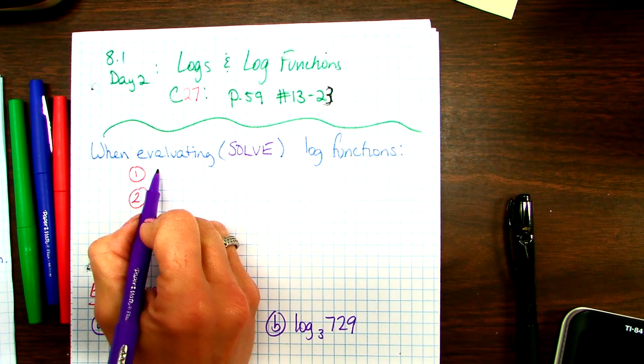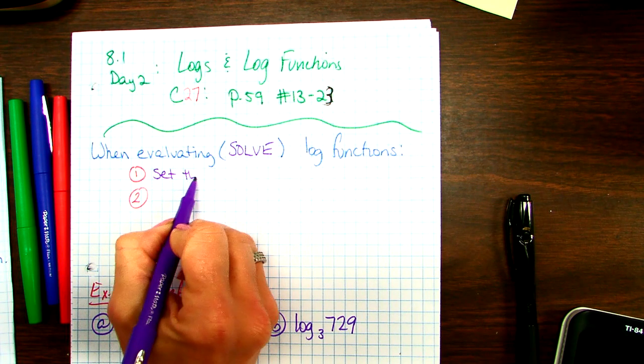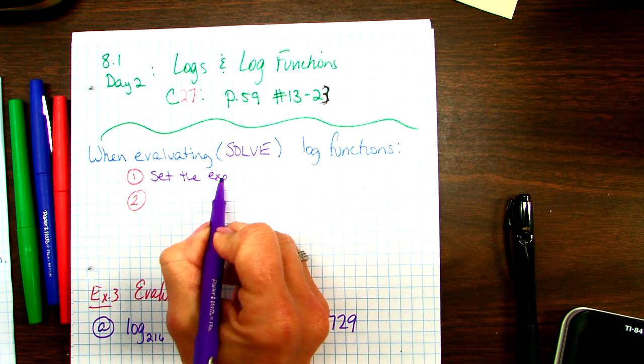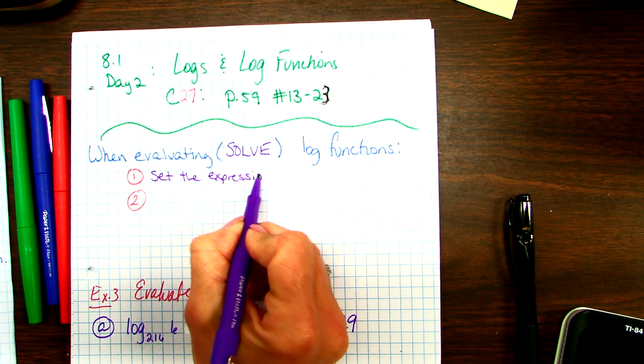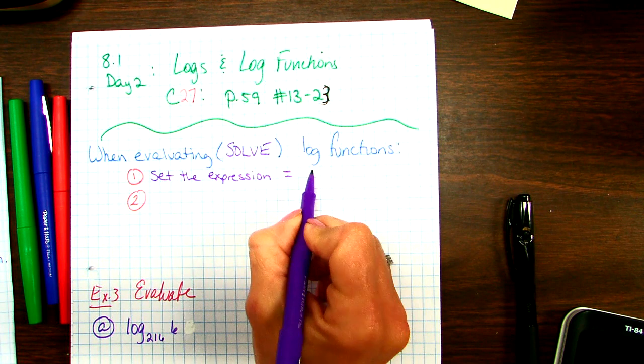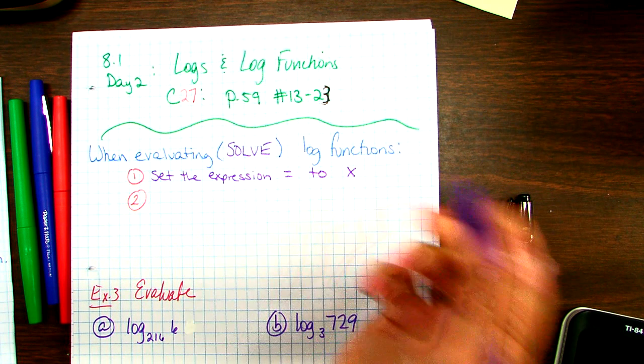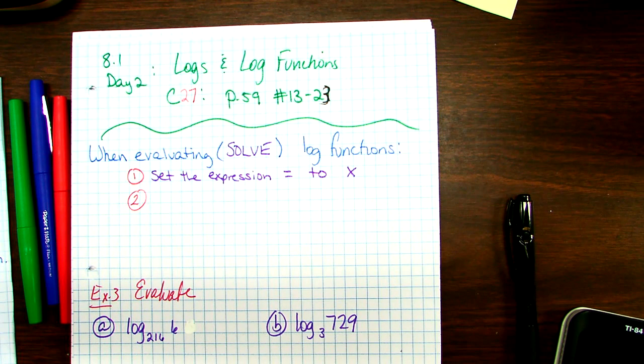So here are the two steps when you have to evaluate. You set the expression equal to x, or really any variable you want. X is usually what we use. Now an expression, look down below at those. Those are expressions. They don't have an equal sign in it, okay? If it has an equal sign in it, what would it be called? An equation.